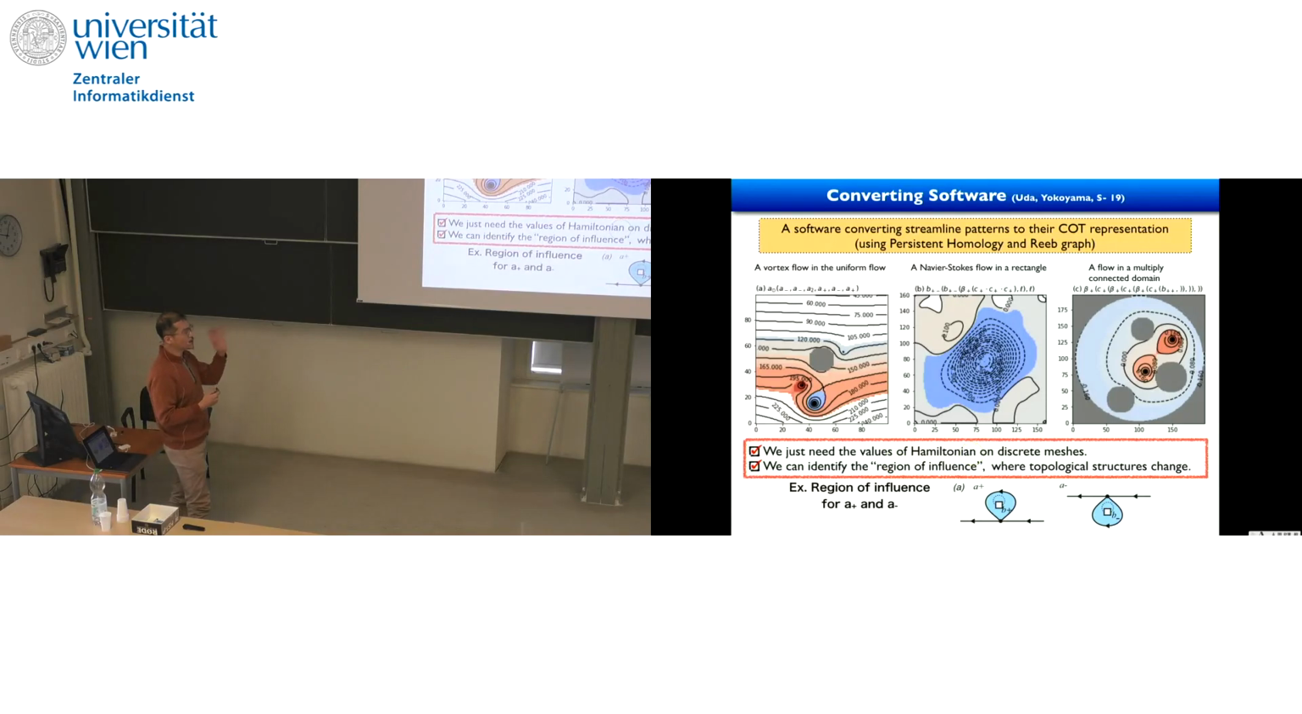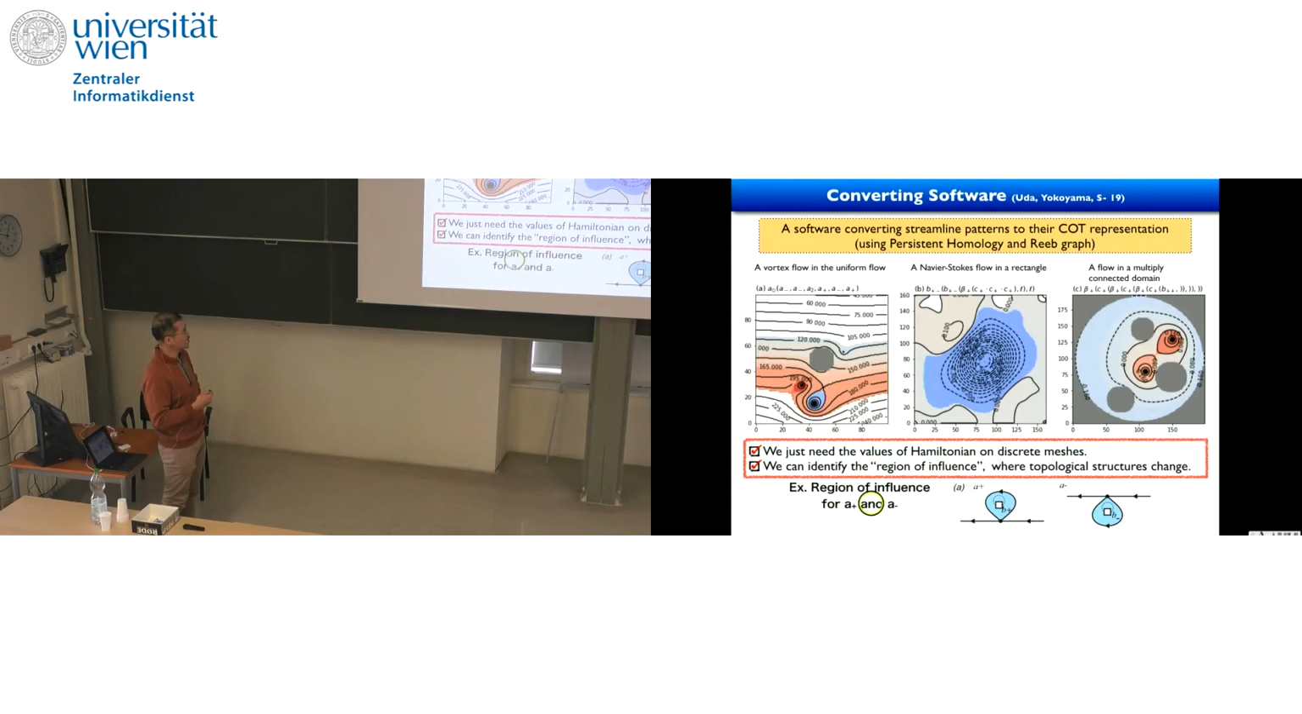So from the application point of view, this is very easy to implement. We just need the Hamiltonian value on discrete meshes. By using this data in the software, the COT representation is obtained automatically. And also, this software can identify the region of influence where topological structure changes.